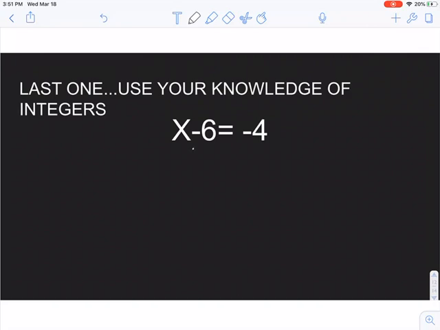We have x minus 6, so if we add 6 to each side, that will balance out. Now negative 4 plus 6 leaves us with positive 2. Now you don't have to write the positive, you can just put 2.